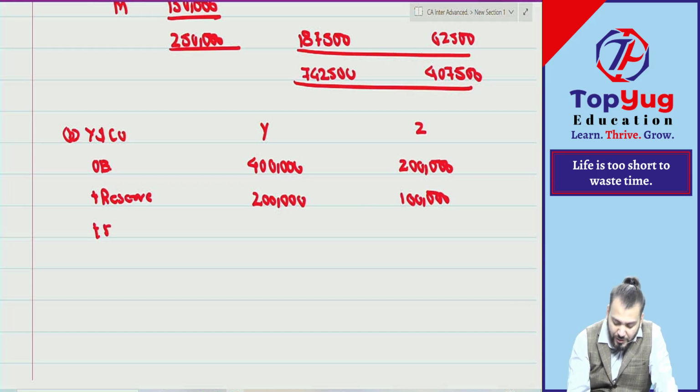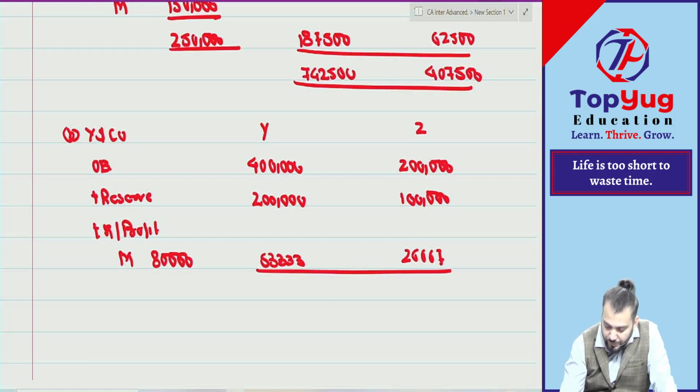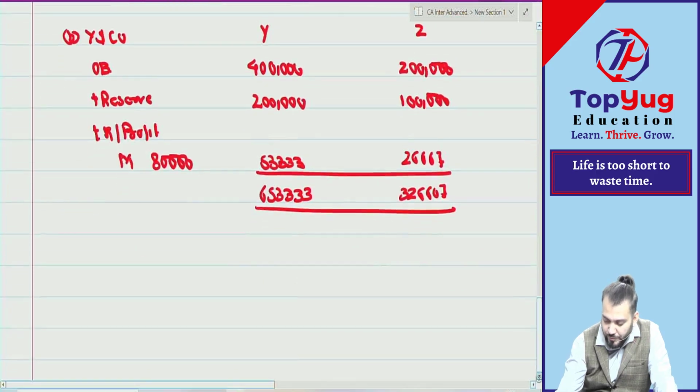Then plus realization profit, how much? Masonry is 80,000 only. Then it becomes how much? And total 6,53,333. Very good, excellent.